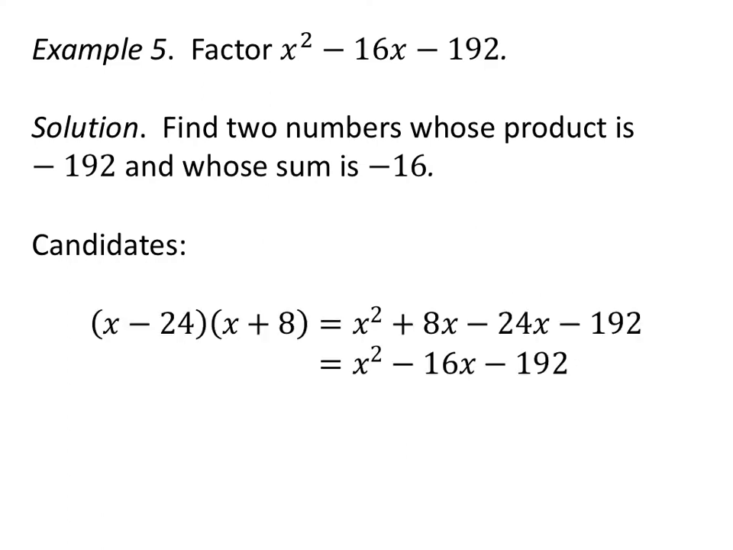Okay, so here we go. I did it in reverse order, but we have x minus 24 and x plus 8. First, x squared. Outer, 8x. Inner, -24x. Last, -192. 8x minus 24x is -16x.